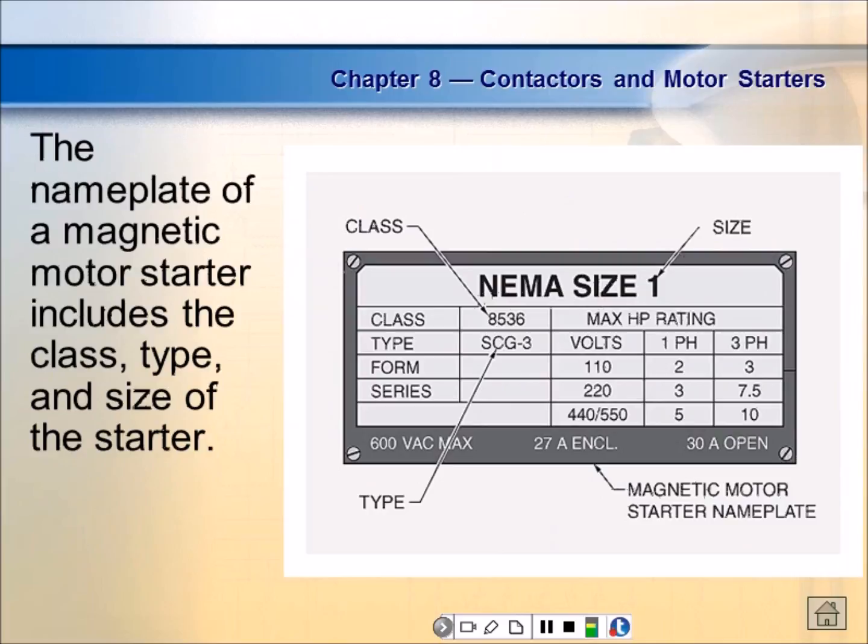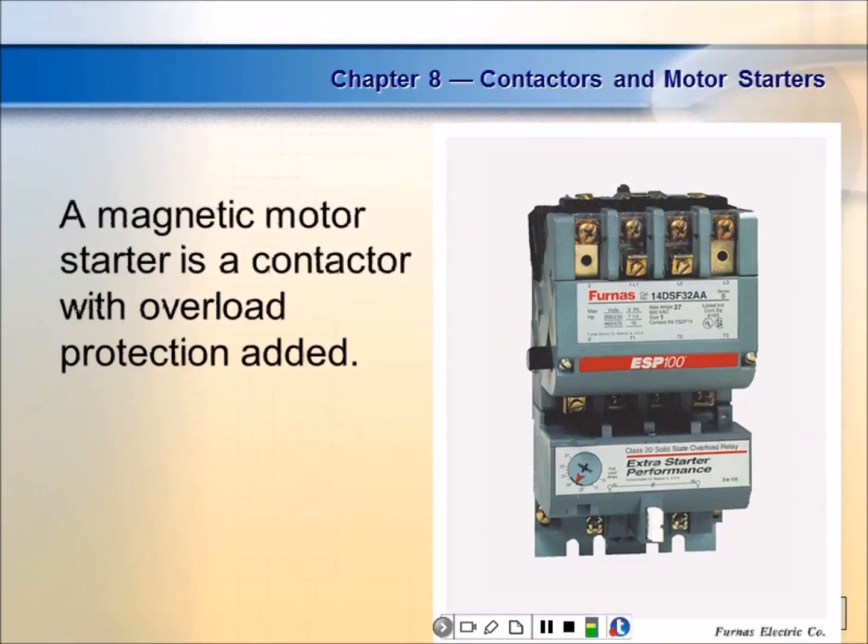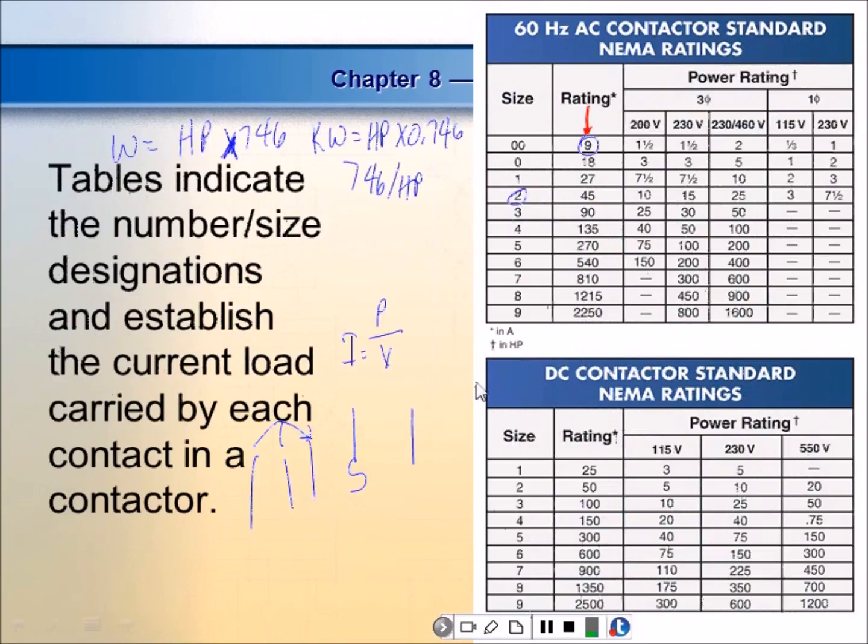So this is a NEMA size 1, so I can go back. If I know it's a size 1, then I can come back here and look at a NEMA size 1 contactor. If it's AC contacts, then I know in size 1, the contacts are rated at what? 27 amps. And then on 230 3-phase, I could run a 7.5 horsepower. On 460 3-phase, I can run 10 horsepower.